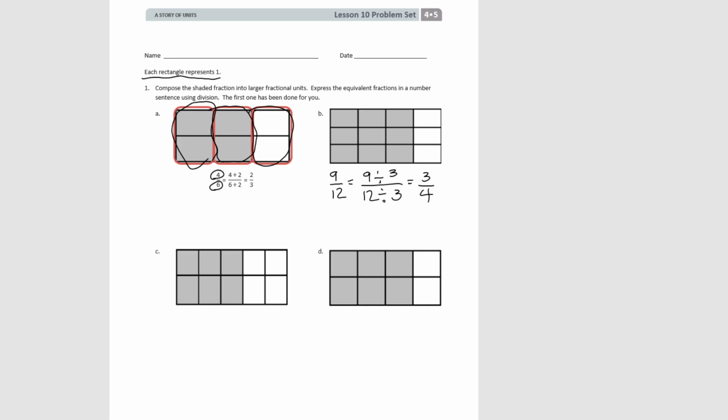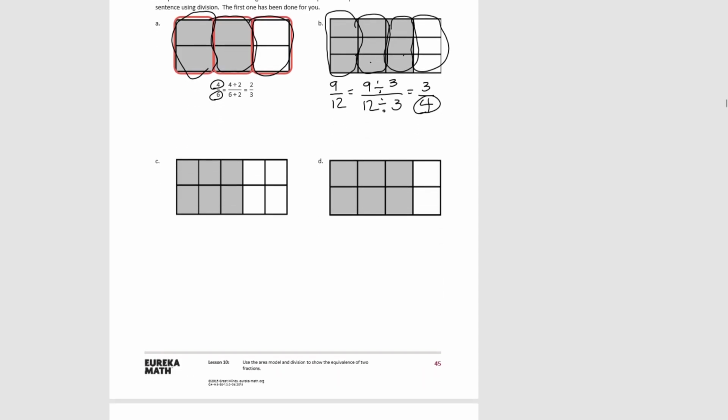Showing this on the area model, we grouped 3 of the original units together to create our larger units. We created groups of 3. So we created 4 groups of 3, and 3 of them are shaded, which becomes our numerator. Okay, pause the video and try C.